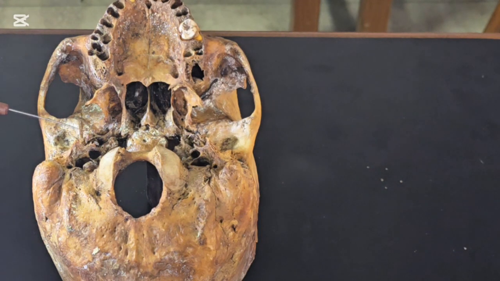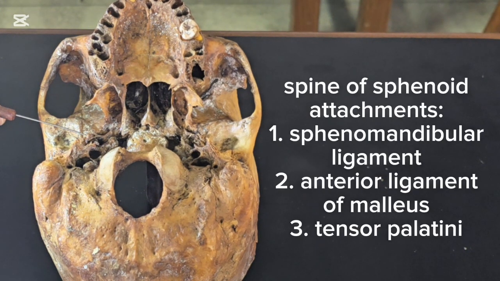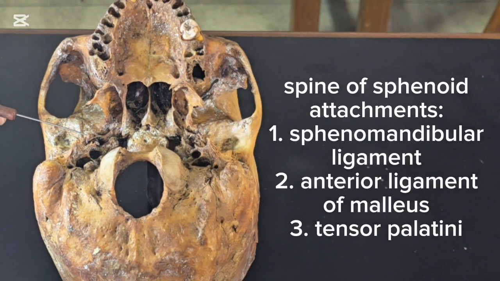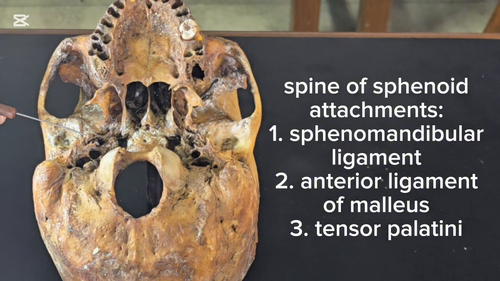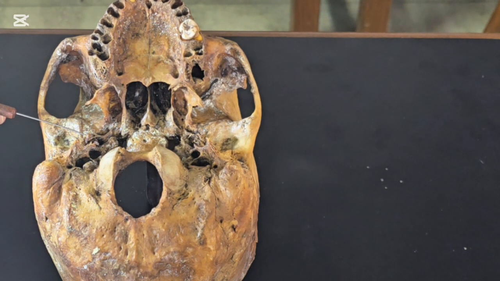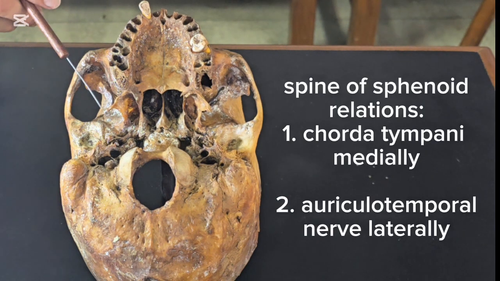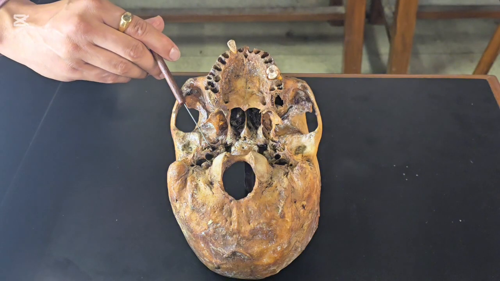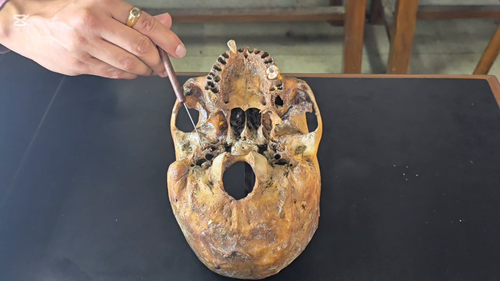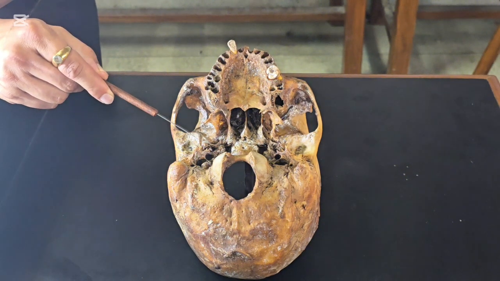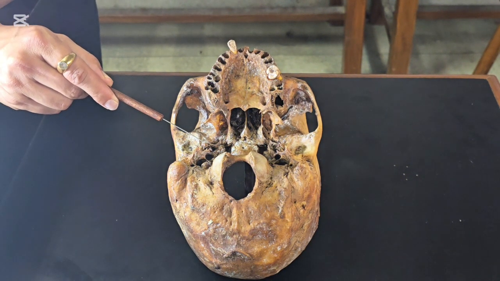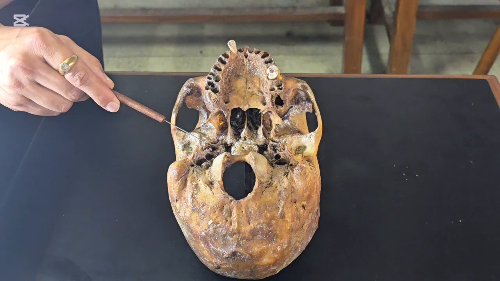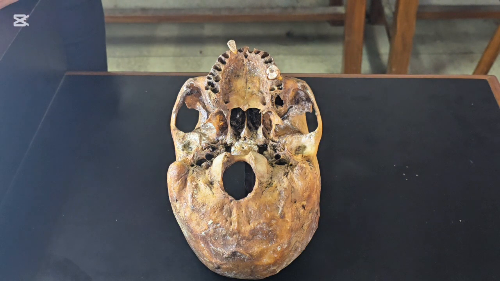The spine of sphenoid, which is also known as spina angularis, is an inferior pointing bony process which is also a site of attachment of sphenomandibular ligament, anterior ligament of malleus, and tensor palatini. It is related medially to chorda tympani nerve and laterally to auriculotemporal nerve. Due to these close relations, the fracture of spine of sphenoid may lead to cessation of salivation from major salivary glands, as secretomotor fibers to salivary glands are present in these nerves.